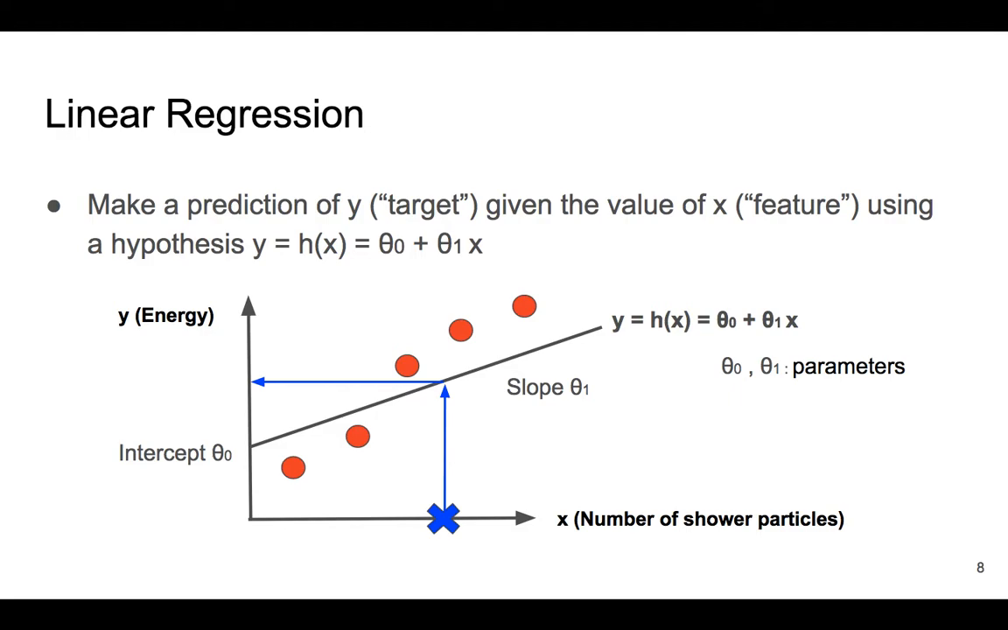The line represents a hypothesis or model of the relation between x and y, which is given by the simple formula y, or h of x, equals theta 0 plus theta 1 times x. Theta 0 and theta 1 are the parameters of the hypothesis h of x, which, as you know, represent the intercept of the line on the y-axis and the slope of the line.